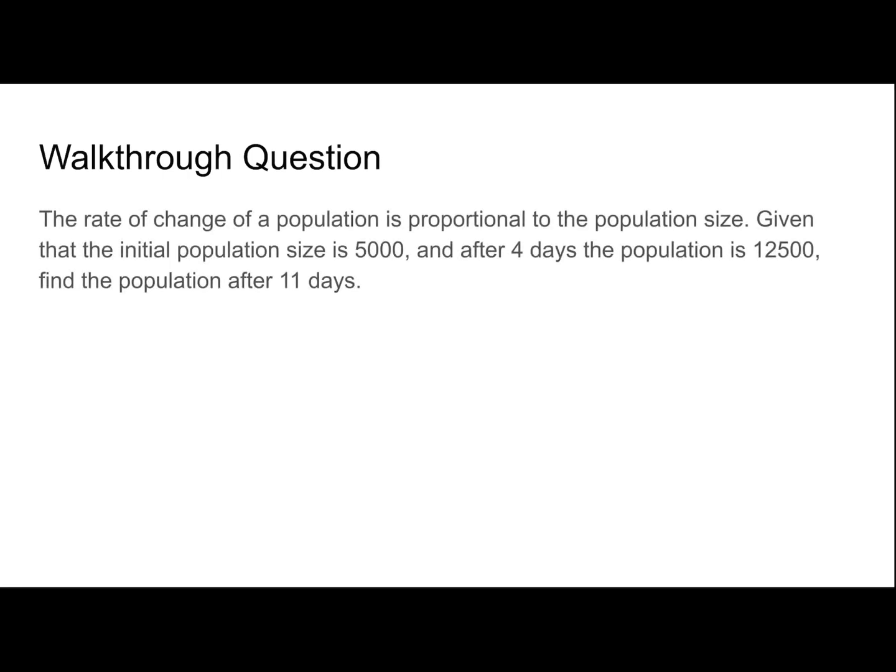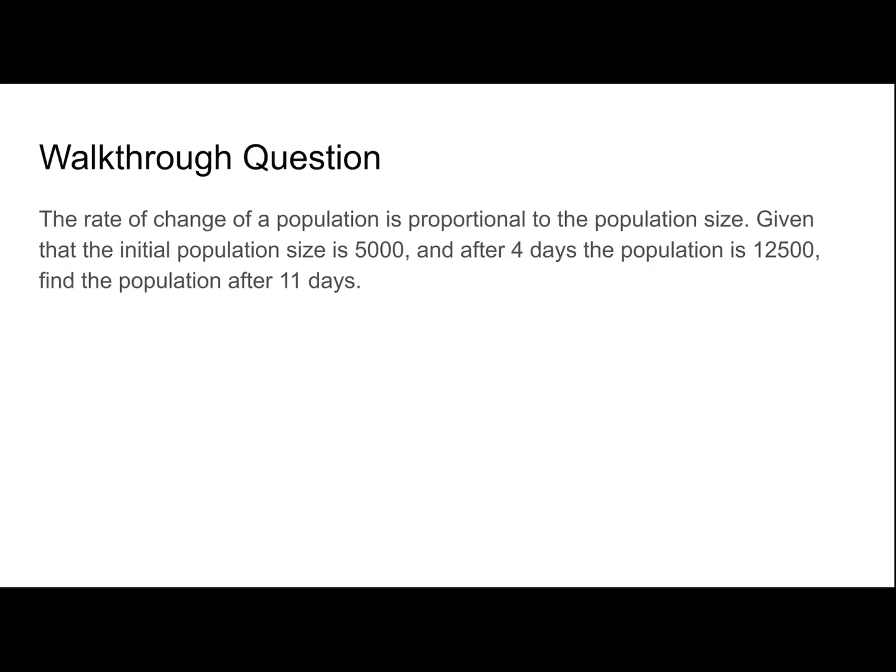Alright, so here's an example of an NCA question, and we're going to walk through this one step by step. The rate of change of a population is proportional to the population size. Given that the initial population size is 5,000, and after 4 days the population is 12,500, find the population after 11 days. If you want to, give this question a try, and we're going to be walking through it step by step in the solution.